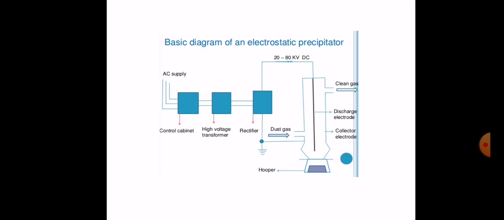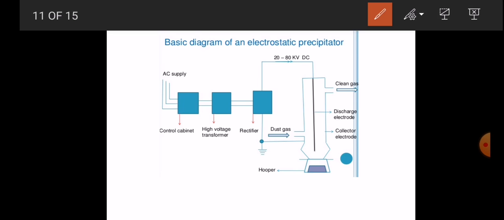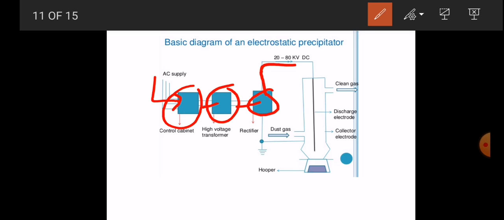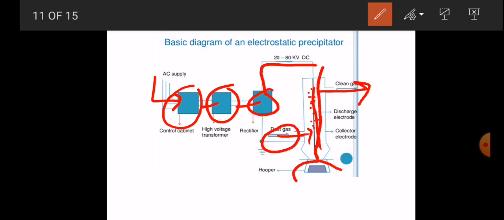Okay, so this is the basic diagram of an electrostatic precipitator. This is the AC supply, this is the control cabinet, this is the transformer, this is the rectifier, right? After that the AC current will be converted into DC, and this is the electrode. From there we introduce the dust gas, and all the particulate matter, heavy particles or a little bit of matter, sticks on that particular electrode. After that only clean gas passes in this direction, and through that plate we can get the dust and ash particles.